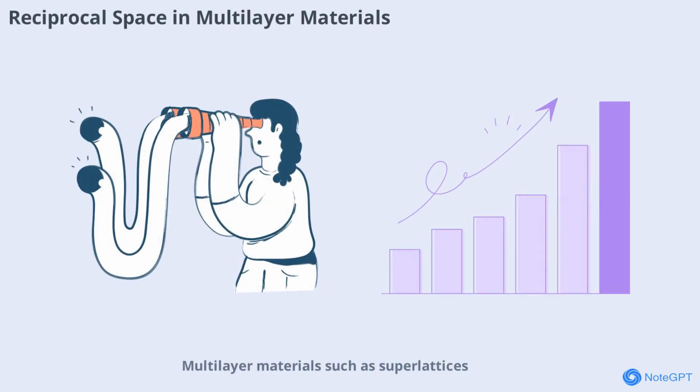Multilayer materials such as superlattices have unique properties due to their layered structures. Reciprocal space analysis allows scientists to study the interfaces and periodicities in these materials, leading to new discoveries in electronics, optics, and magnetism. This approach is driving innovation in advanced materials research.